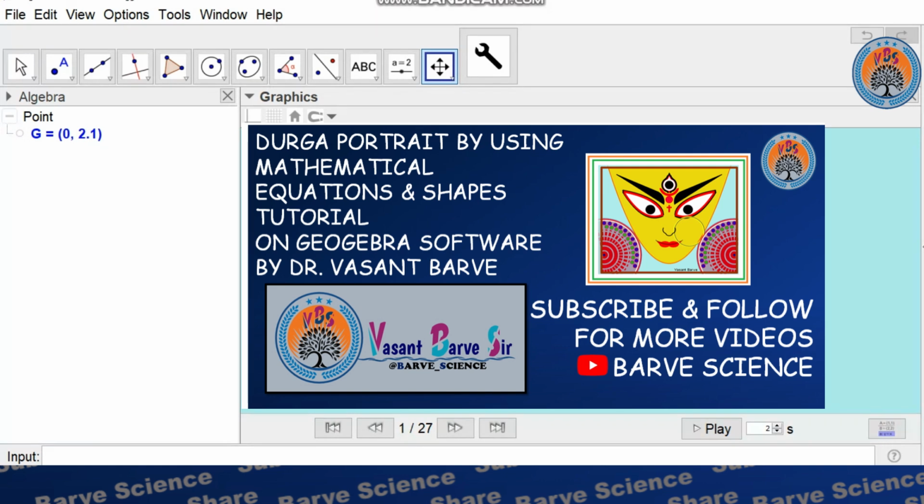This particular picture I made long ago in 2013. I'll show you how you can make a painting with the help of GeoGebra. I wish to make a painting of Durga. This was done during Durga Puja in 2013 in Assam.